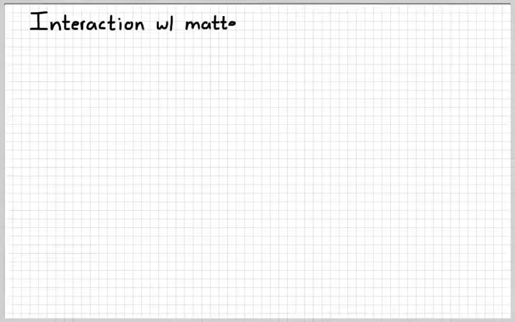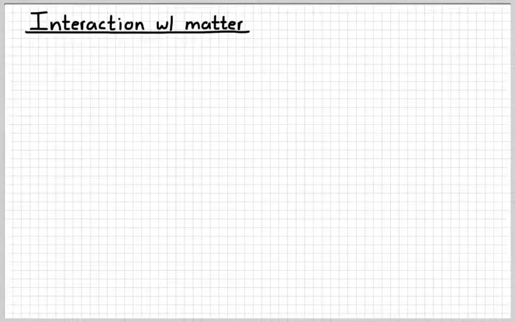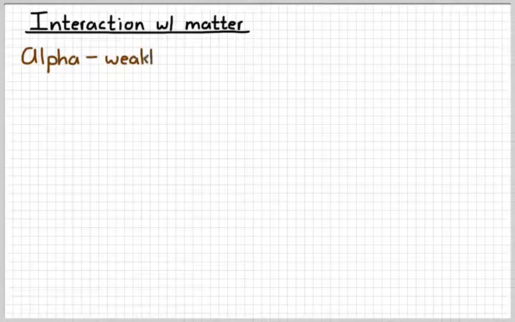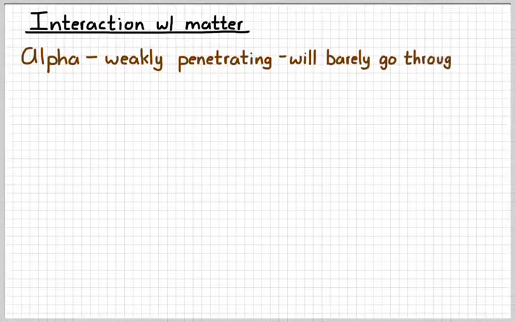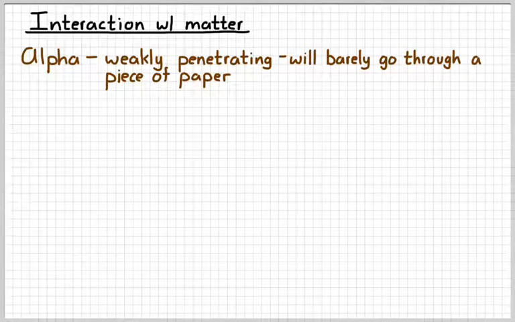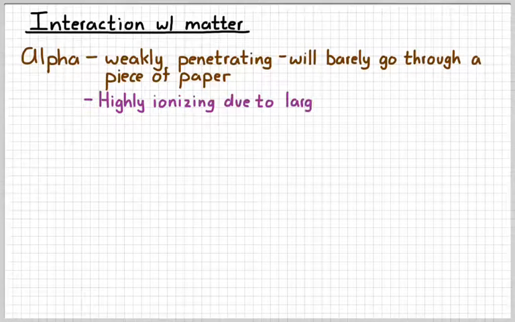Okay, so let's next talk a little bit about how these things interact with matter. Alpha particles, because they're big, are very weakly penetrating. In fact, they'll barely go through a sheet of paper. So paper is all you need to protect yourself from alpha particles. The problem, however, is that they're highly ionizing due to their large +2 charge. So remember, ionizing means that an atom or molecule loses or gains charge. We'll talk about the effects of that here in a minute.